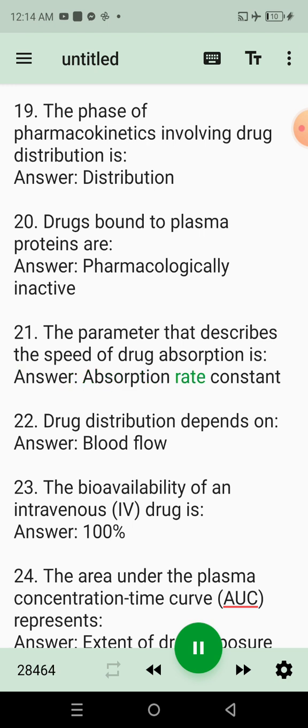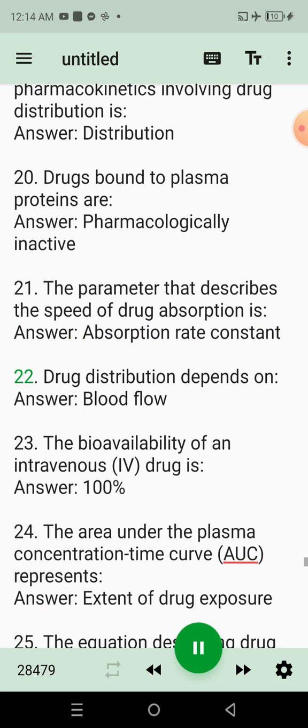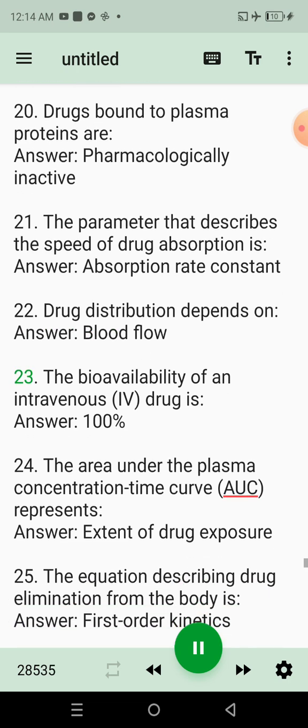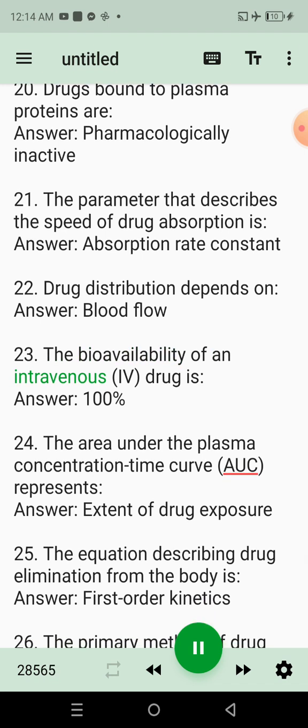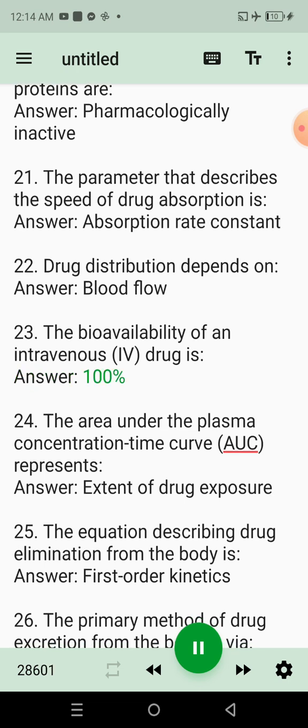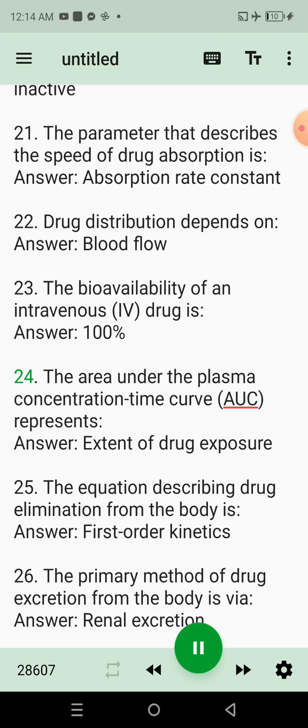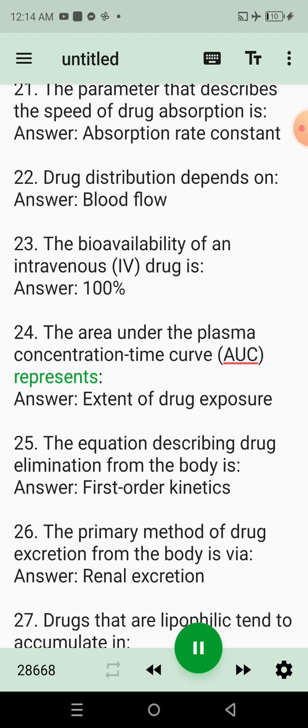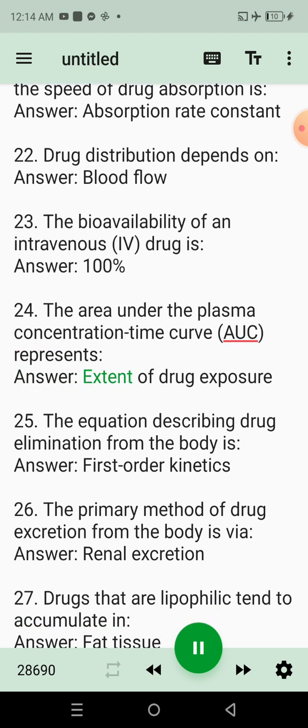Answer. Absorption rate constant. 22. Drug distribution depends on. Answer. Blood flow. 23. The bioavailability of an intravenous (IV) drug is. Answer. 100%. 24. The area under the plasma concentration time curve (AUC) represents. Answer. Extent of drug exposure.